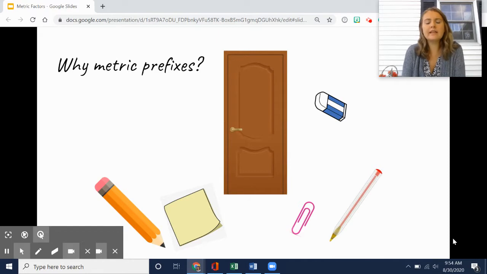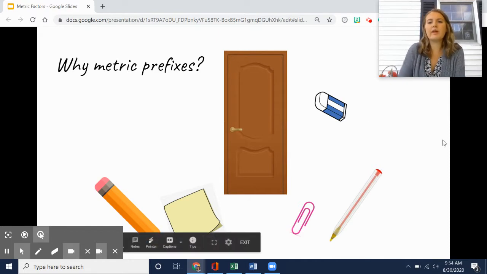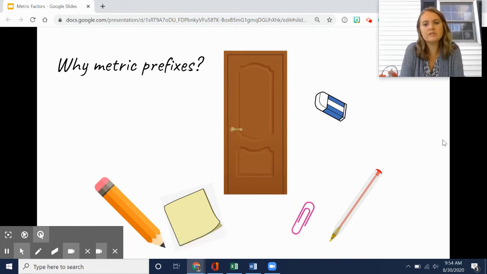All right, likewise, let's say that we had a little eraser, so something like this. We had an eraser, and I wanted to measure the length of the eraser. Which measuring tool, the pencil, Post-it, paperclip, or pen, would be easier to measure that? All right, so there's really no right or wrong answer here, but I want you to think about something.